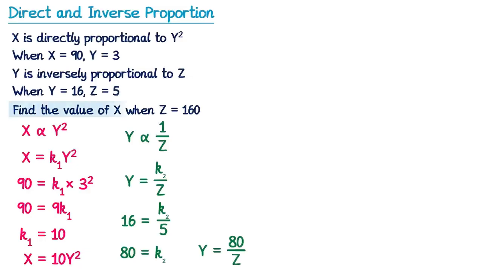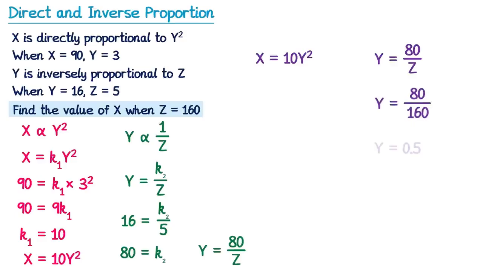The question was find the value of x when z is equal to 160. So let's take both of those equations, and we're going to substitute in z for 160. Now we can't substitute it into the first formula since there's no z, but we can in the second. So if we replace the z in the second formula with 160, we have y is equal to 80 over 160, which would simplify to 1/2, so y is equal to 0.5.